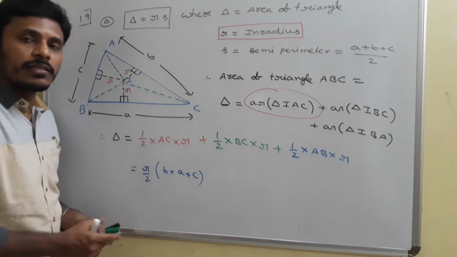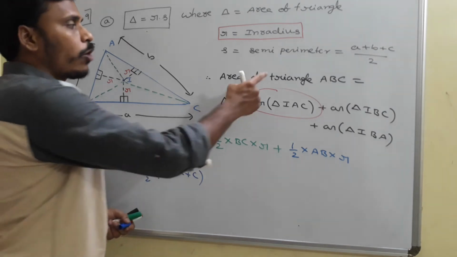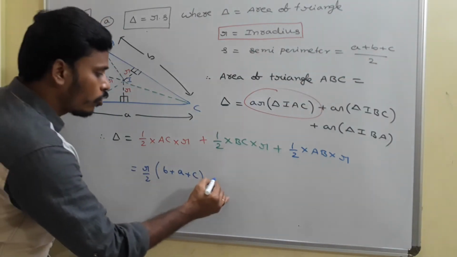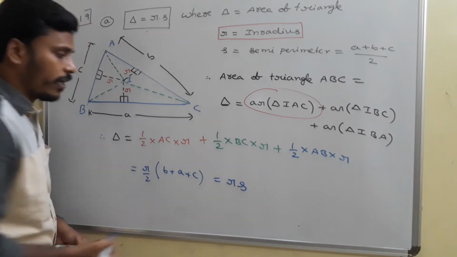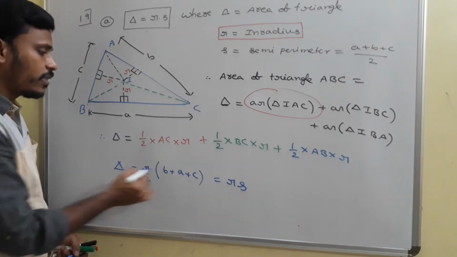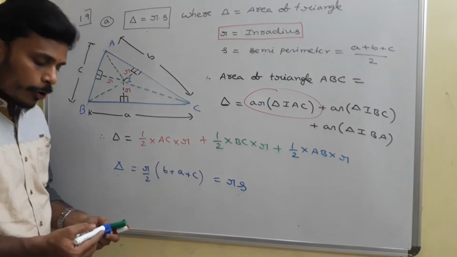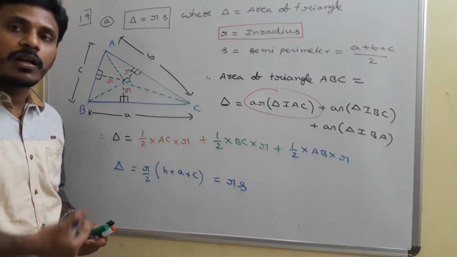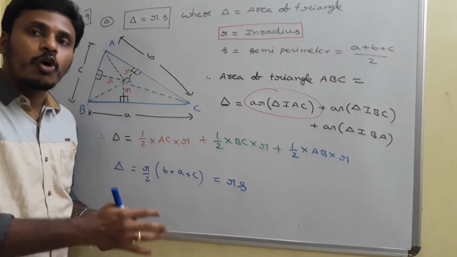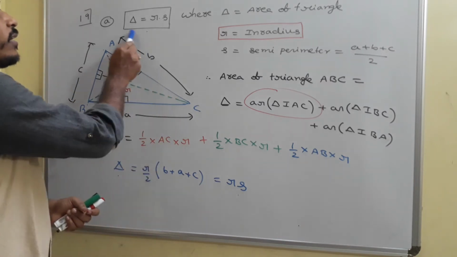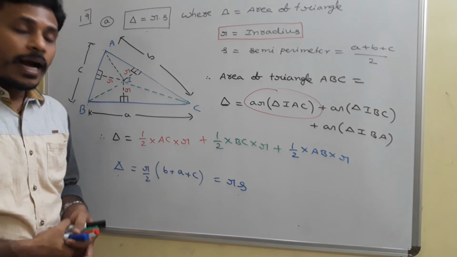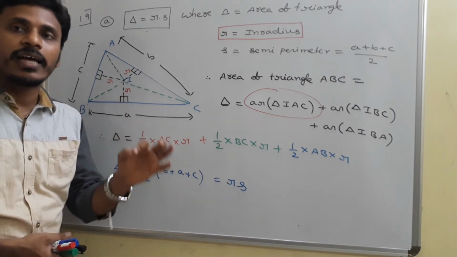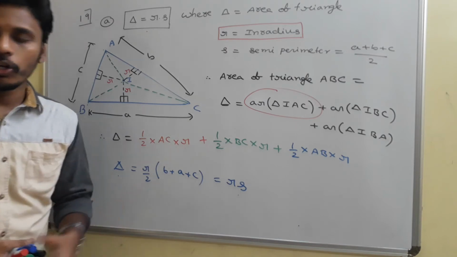This a plus b plus c is nothing but 2S, because S is equal to (a plus b plus c) by 2, and that gives RS. At the end, delta is equal to RS. The product of the inradius of a triangle multiplied with the semi-perimeter always gives us the area of the triangle. So at the end, delta is equal to RS. And this proof involves the definition of inradius and incenter. Okay, just have a look.